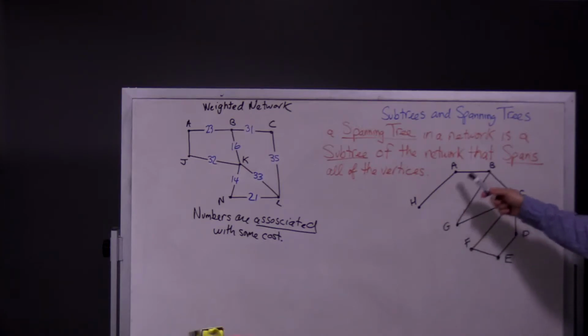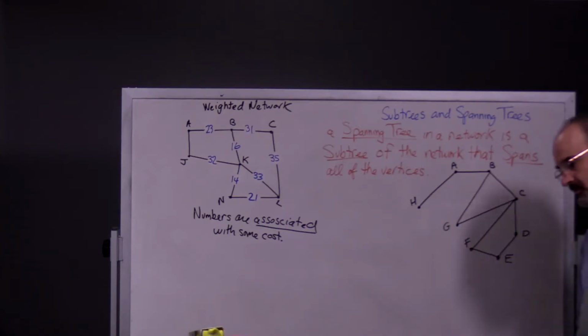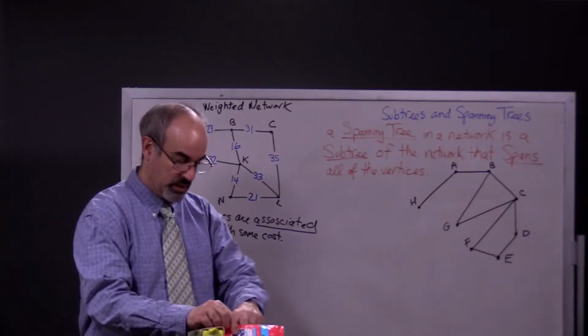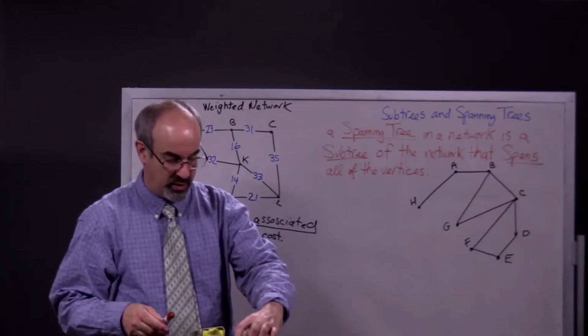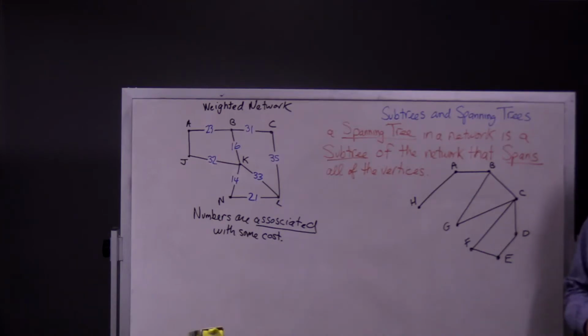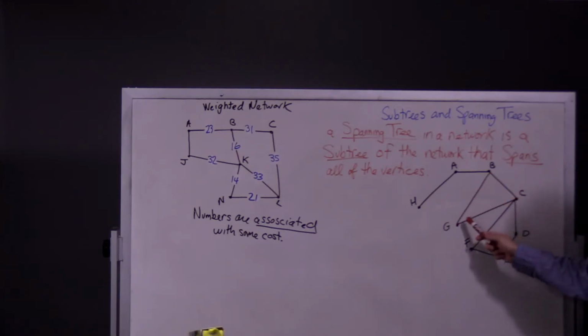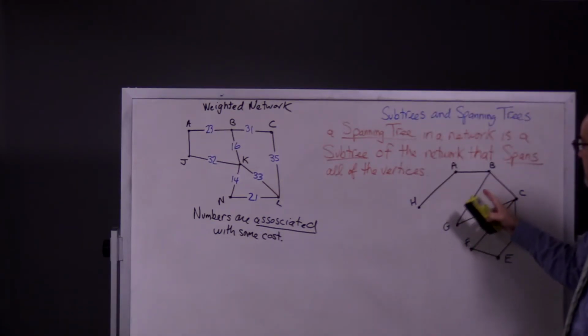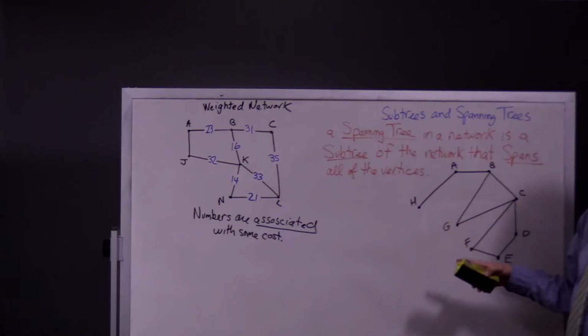But can I make this into a tree? The answer is yes. You can turn any network that's not a tree into a tree by getting rid of an edge or edges that are redundant. So you notice how there's two edges that come to G. You don't really need both of those edges, and G would still be connected as long as you have one of the edges. You can't get rid of both of these because then G would not be connected anymore.